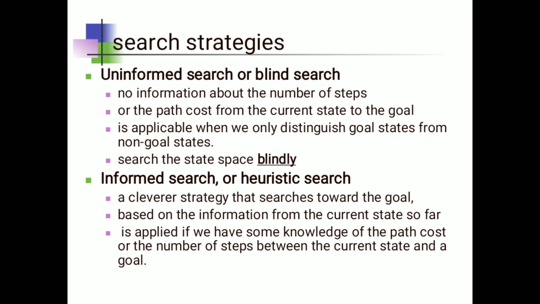Then we talked about what the search strategy is and what we need to consider while selecting the search strategies, and how the time complexity and the space complexity are to be measured. Now we see what different search strategies there are. So basically there are two types of search strategies. One is the uninformed search or blind search.